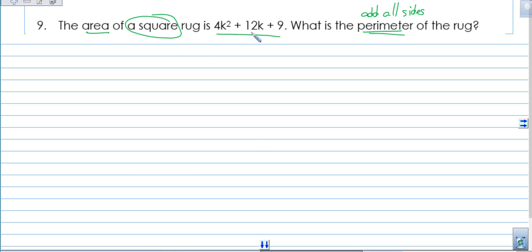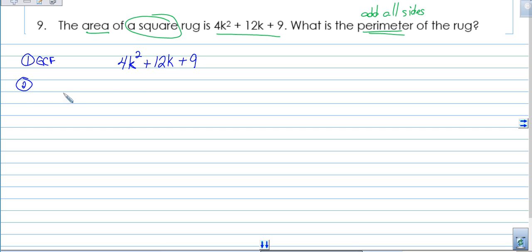So now it gives us a square rug, which means that if it's square, it's going to be the same on both sides. But we'll factor this to find the two factors that gave us the area. Okay? So first, we look for the GCF. 4, 12, and 9 don't have anything in common. And they don't all have a letter, and I just realized I put an X instead of a K. So I'm going to go back and fix that.